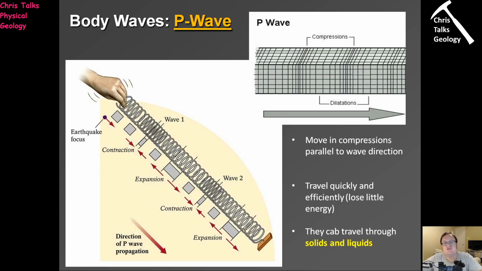Okay, so what about P waves? Well, P waves are a compressional wave. So they are going to move through a material and they're going to compress it and then let it expand back to its original shape. Now they're going to travel quickly. So all they're going to do is literally push one atom towards the next atom, and then this atom's going to move back.